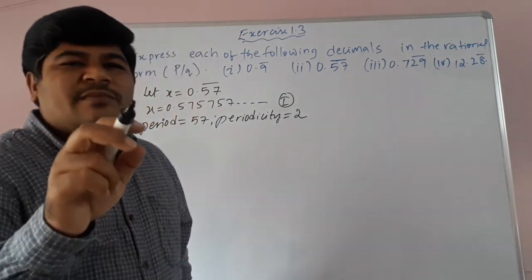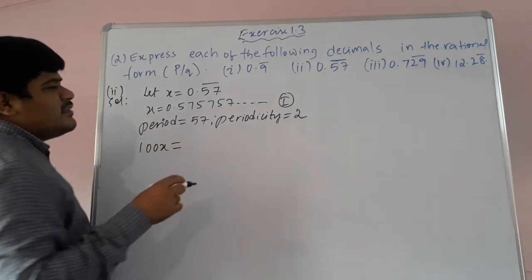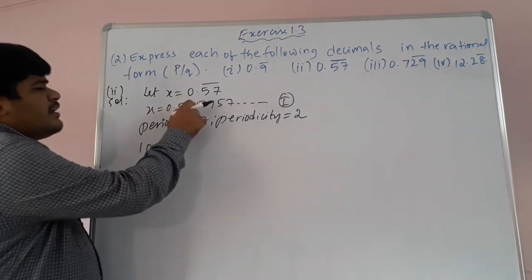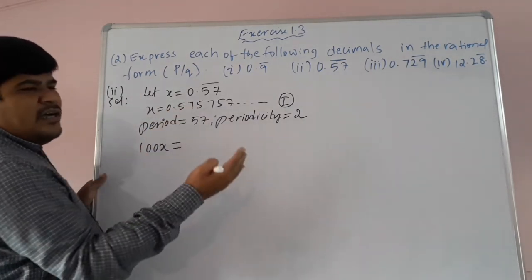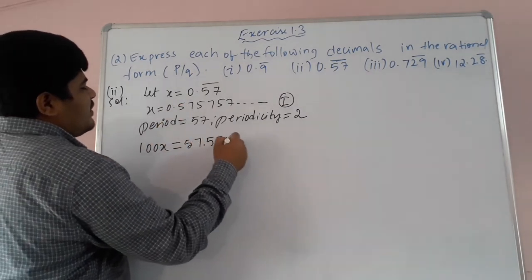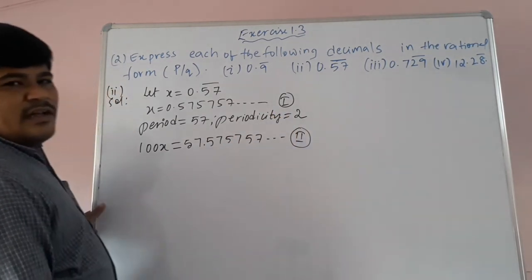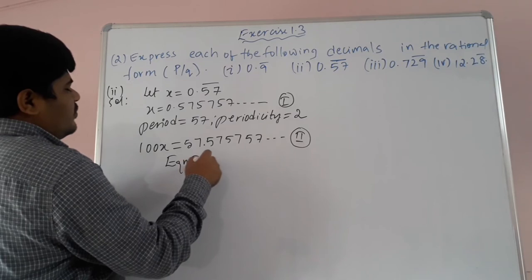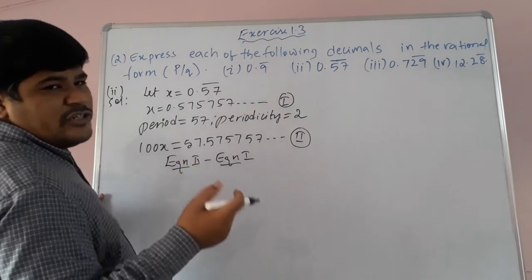Should be multiplied with which number, children? 100. So 100 into x is 100x, and that is equal to 0.575757, and so on. I am multiplying this decimal number with 100. Then what will happen, children? Two digits after the decimal point will come forward of the decimal point. So this becomes 57.575757, and so on. Then, children, take this equation as 2. Now we have to subtract equation 1 from equation 2. EQN is the short form of equation, that's it. So equation 2 minus equation 1, children.